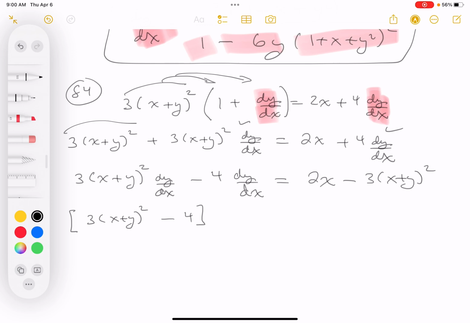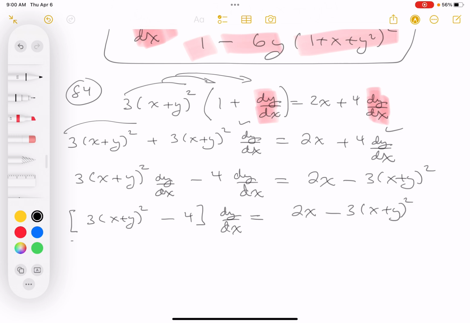By the way, you may wonder why I'm not expanding things and trying to collect terms. It's not going to add anything to the problem, not at this stage, because I'm actually just trying to find dy/dx. What do you have here? 2x minus 3(x plus y) quantity squared.